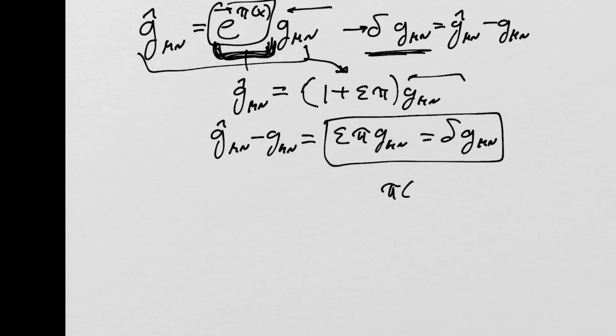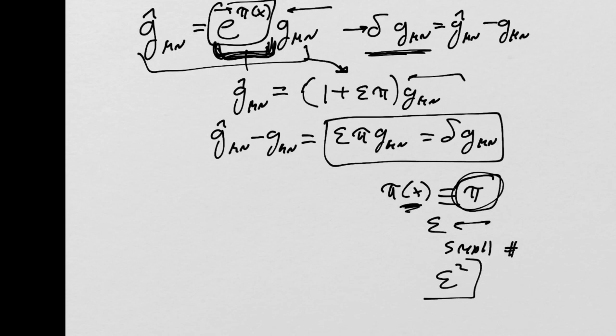Notice I've gone from pi of space-time to just writing pi now, because this becomes really messy, and my handwriting is already a problem. But whenever you see pi, you just need to know that it's a function of space-time. Epsilon is not. Epsilon is just a small number, so small that epsilon squared can be ignored. That's your typical way of linearizing exponentials.